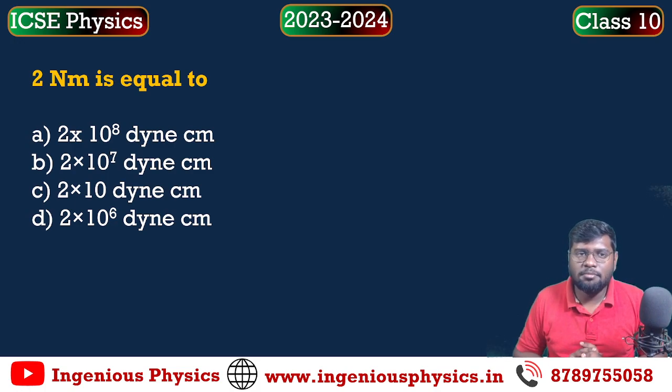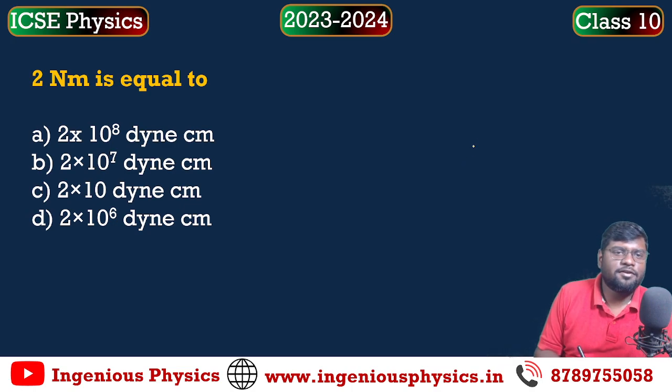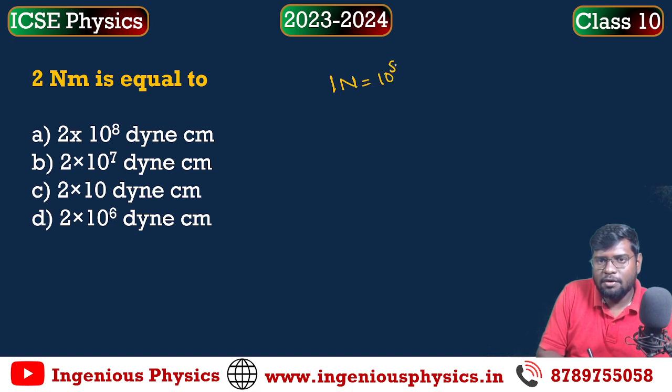So now let us move to the next question. 2 Newton meter is equal to what? You should know the basic conversion factor for this. So we can just write like this. We know that 1 Newton equals 10 to the power 5 dyne, and 1 meter equals 10 to the power 2 centimeter.